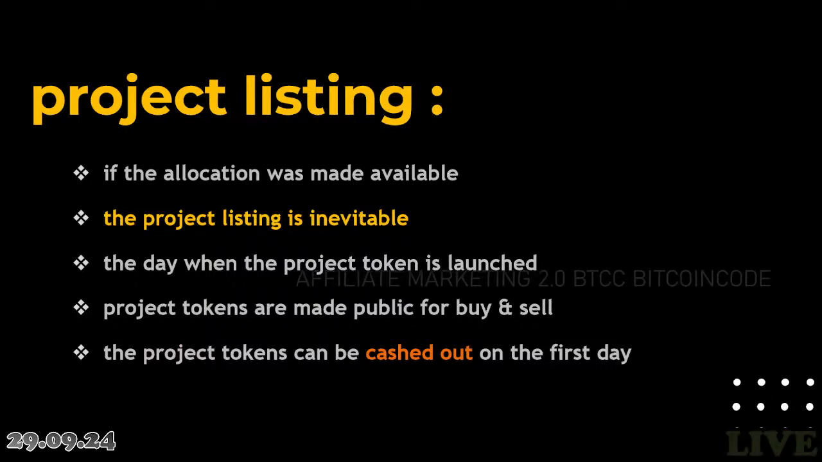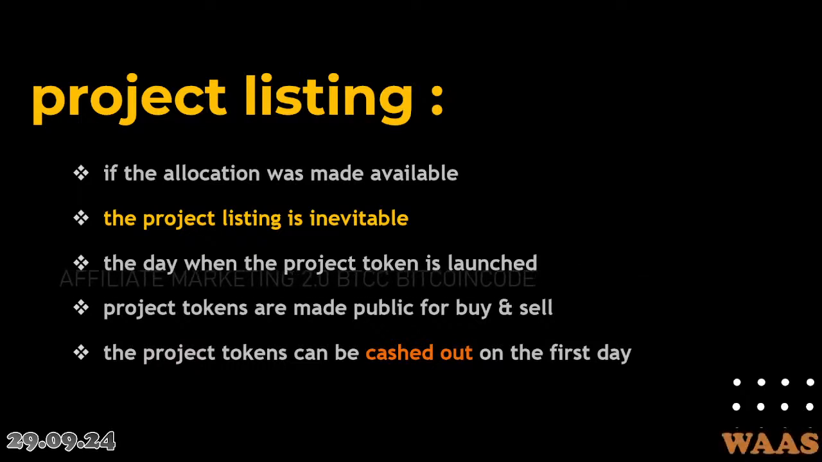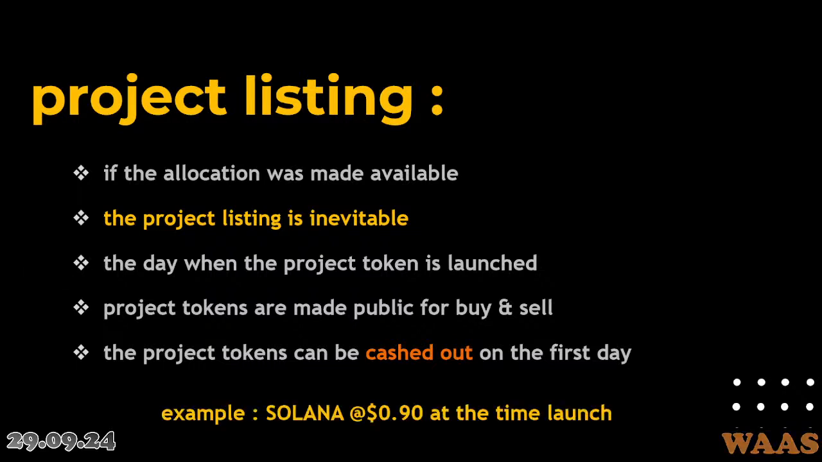Now, there is a good chance that the public listing will happen at the minimum allocation value or more than that, right? If you remember, we bought Solana at $0.20. So whenever Solana goes to public listing, it might be available at a minimum of $0.20 or more, not less than that. That means we will be able to cash out on the very first day.